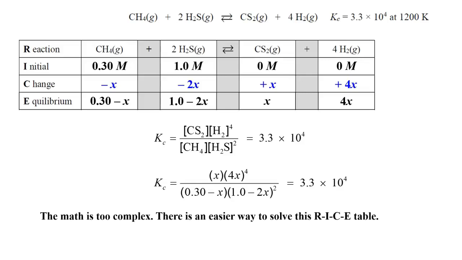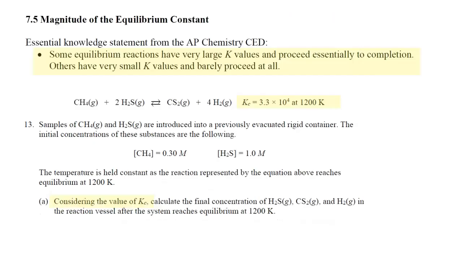And so the answer is, there's got to be an easier way. There must be an easier way to solve this Rice table because the math clearly is too complex for us to solve. Remember, this is topic 7.5, magnitude of the equilibrium constant. And the essential knowledge statement says some equilibrium reactions have very large K values and proceed essentially to completion.